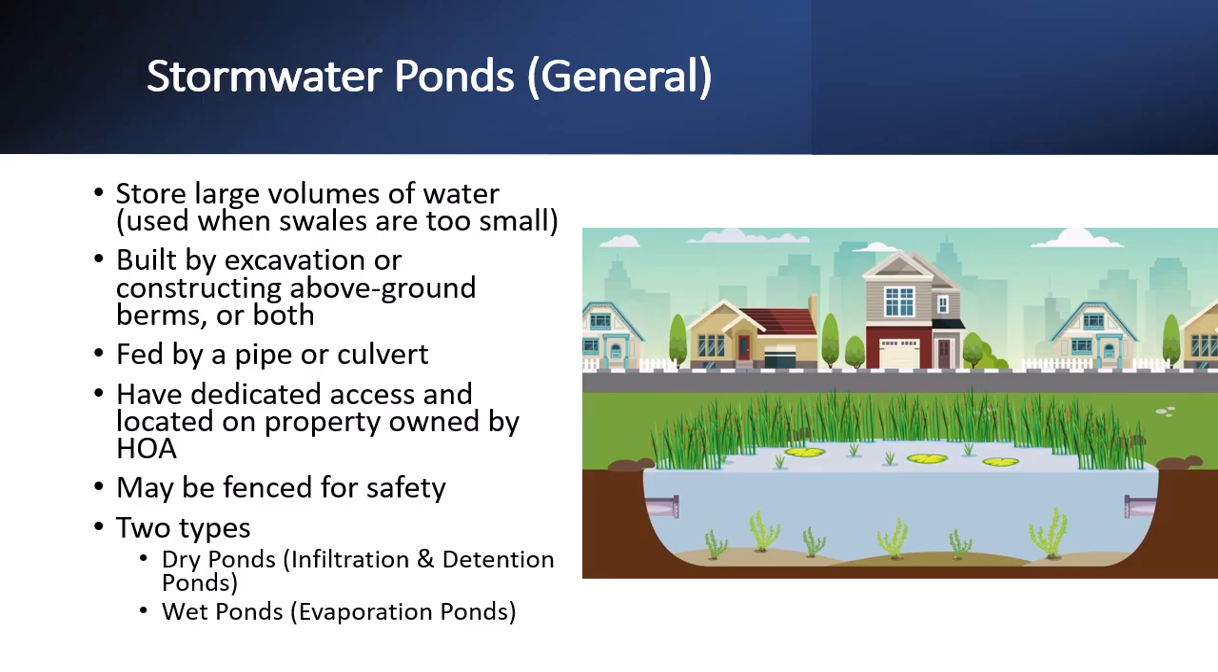Due to their size, stormwater ponds are usually located on a dedicated piece of property owned by the HOA with a dedicated access for maintenance. In many cases, stormwater ponds are fenced in for safety. There are two types of stormwater ponds. Dry ponds, which are typically dry except for right after a rain or snow melt event, and wet ponds, which retain stormwater in a relatively permanent pond.